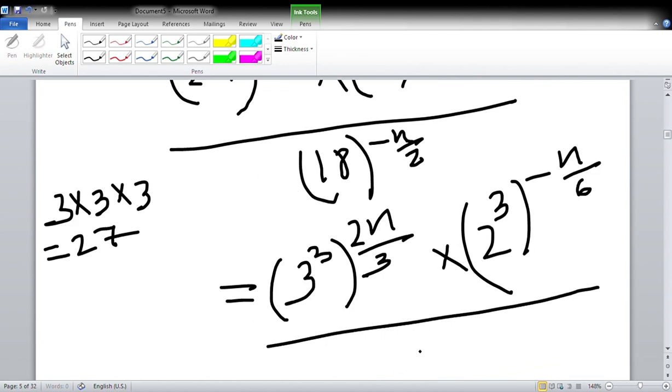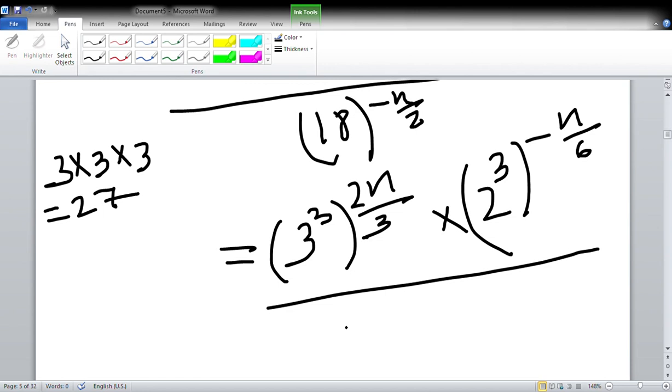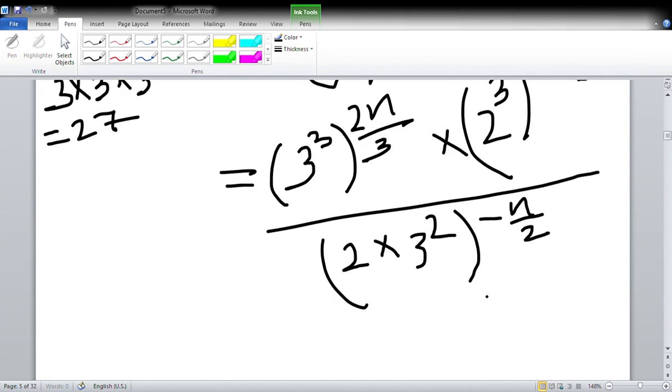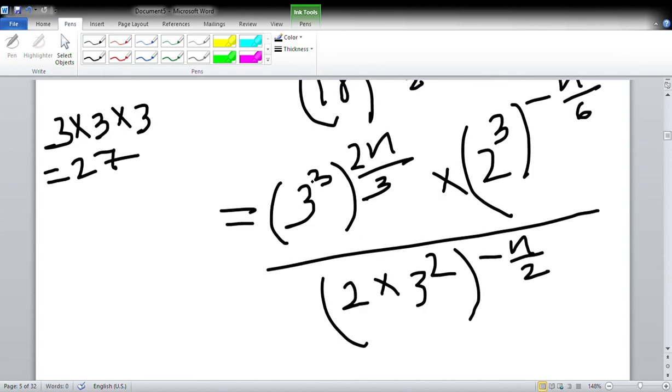Divided by 18. We can write 18 as 2 multiplied by 9, or you can write 9 as 3 to the power 2, that is 3 square, all raised to the power minus n by 2, right? So simply, you can multiply both the sides.